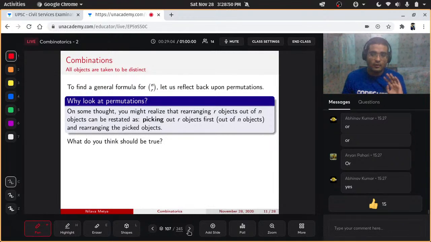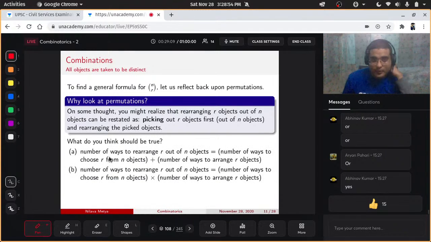So I'm making a poll. What do you think should be true? Should it be that the number of ways to rearrange r out of n objects is equal to the number of ways to choose r from n plus the number of ways to rearrange those r objects, or is it the number of ways to choose r from n and then multiply by the number of arrangements of these r objects? Don't type in your answers, I'll give a poll in a minute.